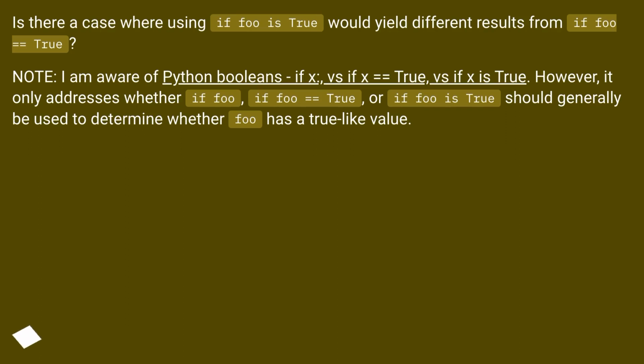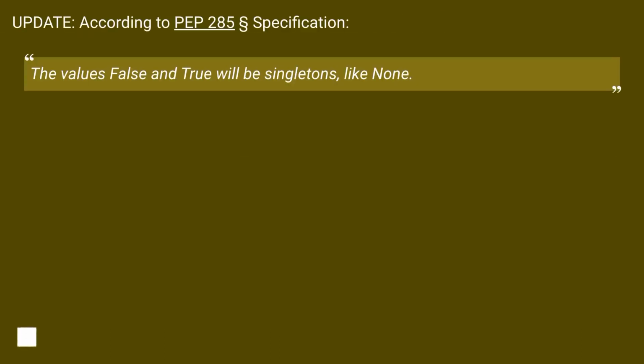However, it only addresses whether "if foo == True" or "if foo is True" should generally be used to determine whether foo has a true-like value. Update: according to PEP 285, section Specification, the values False and True will be singletons, like None.